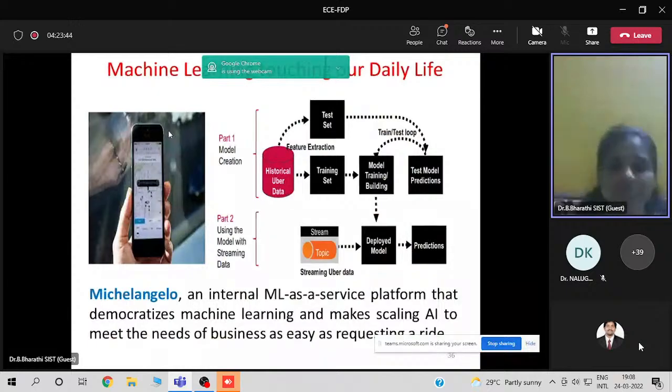And I hope every one of us uses Uber, Rapido, Ola, and all these services. All these services are completely dependent on exhaustive machine learning algorithms. The example I'm showing you now is Uber's example. Uber uses a self-built internal ML platform called Michelangelo, which is used for identifying demand and suggesting prices. So Uber is extensively using machine learning algorithms.